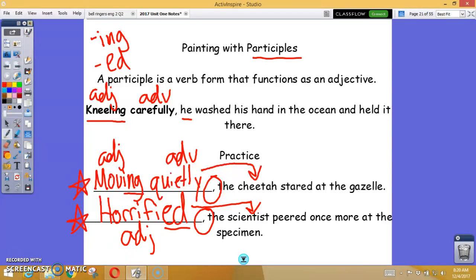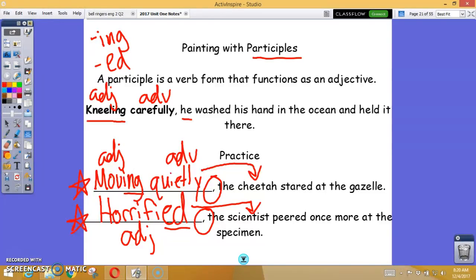If you were to say instead, the cheetah stared at the gazelle moving quietly, at that point, you would actually be talking more so about the gazelle, right? Same thing: the scientist peered once more at the specimen, horrified. Again, it seems more like you're talking about the specimen there and not the scientist. So this is actually really important.